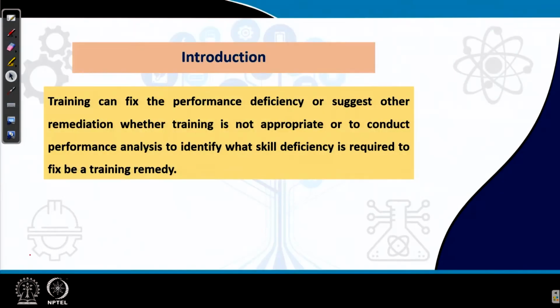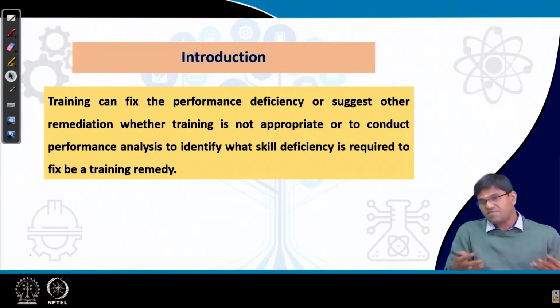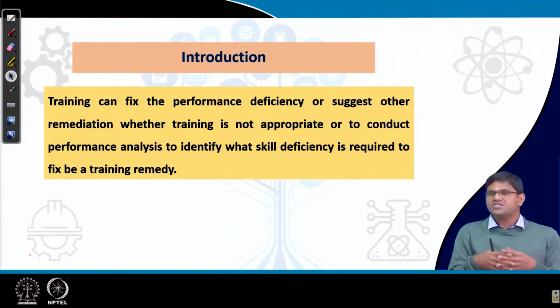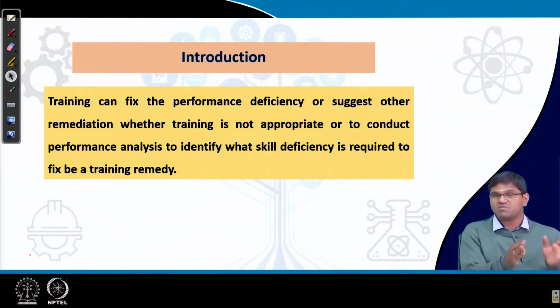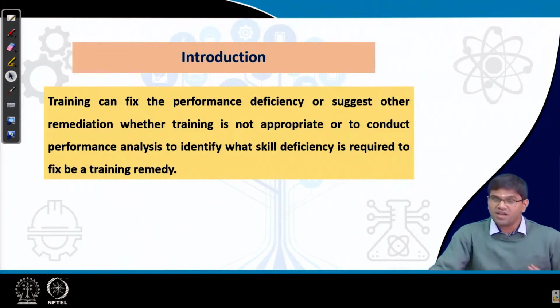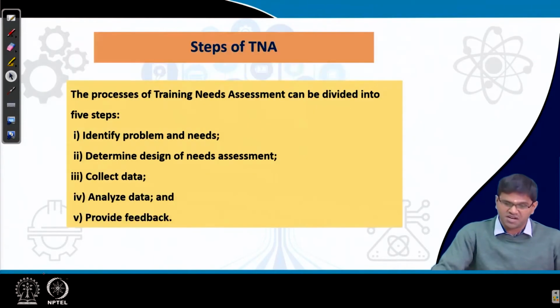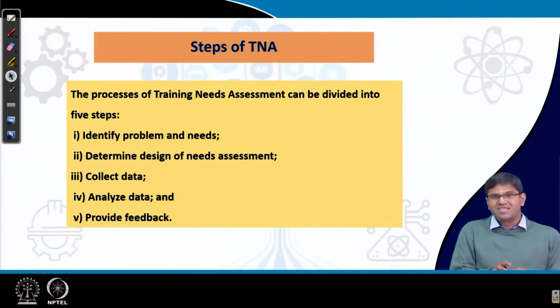Let us look at why we are concerned with training. Training can fix the performance deficiency or suggest remediations. To decide whether training is appropriate or not, we conduct the performance analysis and determine what skill deficiency is required to be fixed by the training remedy. For that, of course, the precursor is training need assessment. We are going to understand the process of training need assessment.